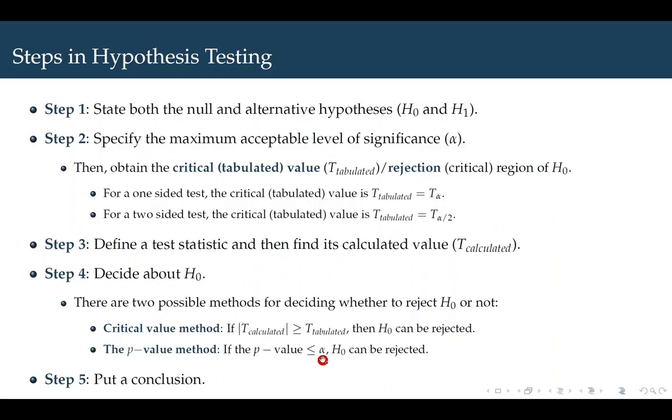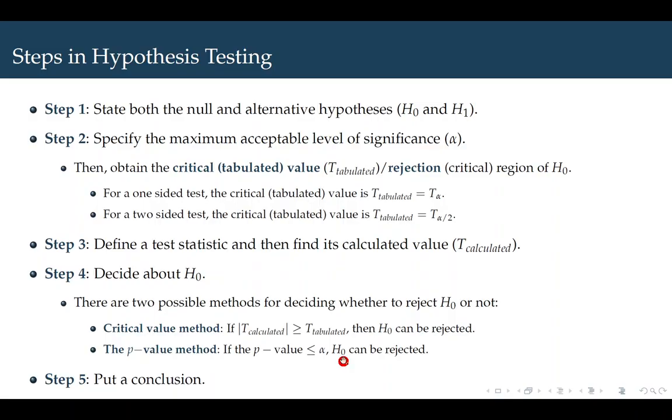Now we can consider alpha. Alpha is considered as the maximum acceptable probability of rejecting a true null hypothesis. So the p-value can be considered as the actual probability of rejecting a true null hypothesis. The maximum is alpha, which is specified first. So if the actual probability of committing type 1 error is less than this maximum level, in that case we can reject H naught. Otherwise, we do not reject H naught.